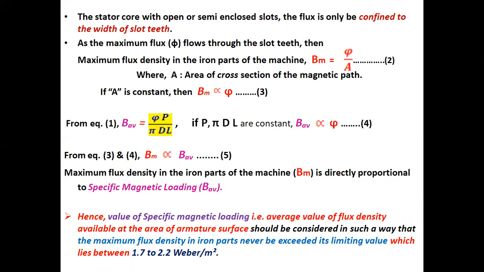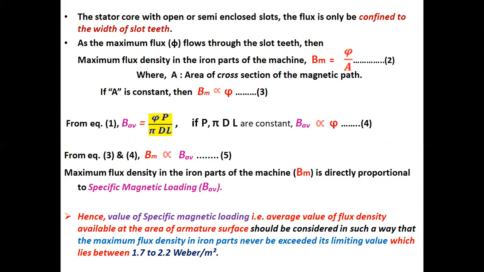From equation 1, B average is equal to phi P by pi dl. If P and pi dl are constant, then B average is directly proportional to phi. Therefore, from equations 3 and 4, we can easily conclude that Bm is directly proportional to B average. Maximum flux density in the iron parts of the machine is directly proportional to specific magnetic loading.